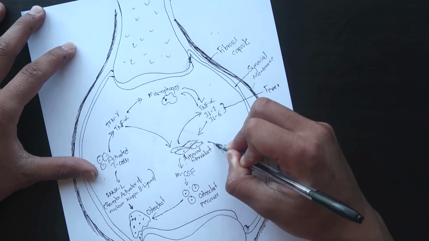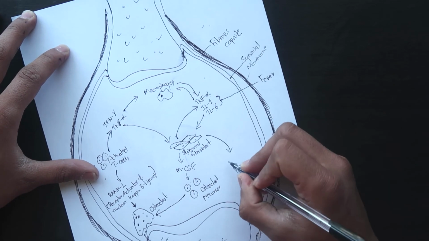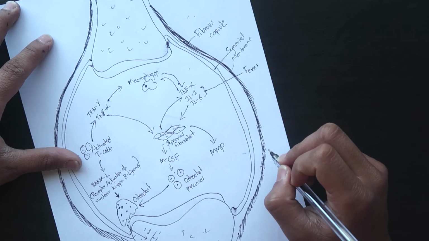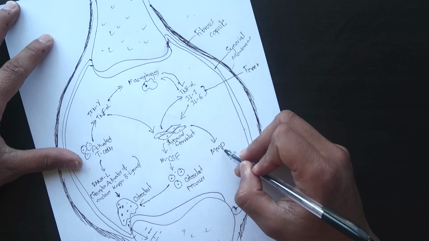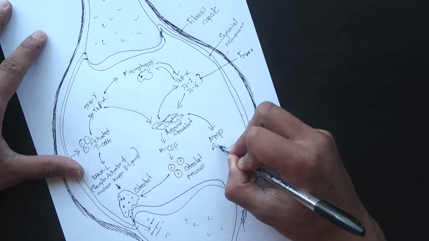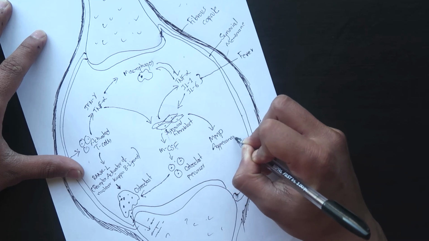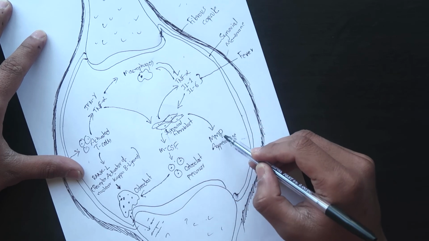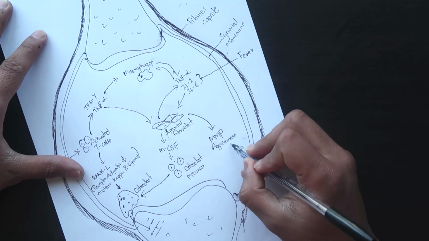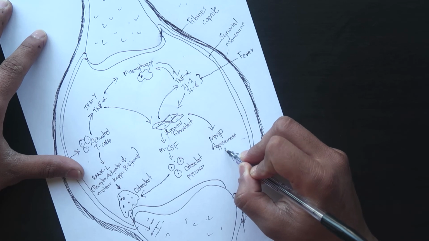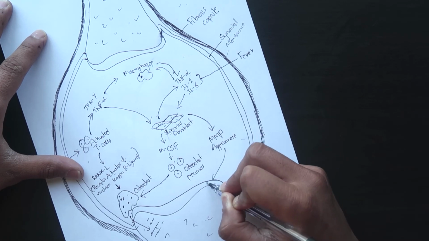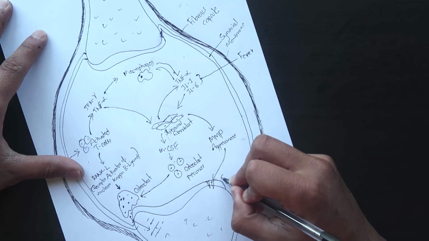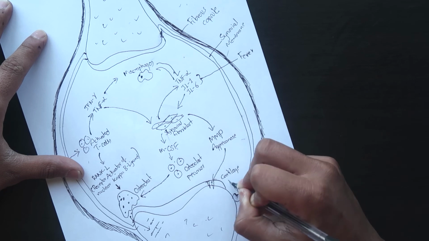The next thing is synovial fibroblasts can also produce matrix metalloproteinases, and another thing, aggrecanase. These are all proteolytic enzymes. So synovial fibroblasts can produce matrix metalloproteinases and aggrecanase, and these proteolytic enzymes can destroy the cartilage of the bone. They can cause cartilage breakdown.